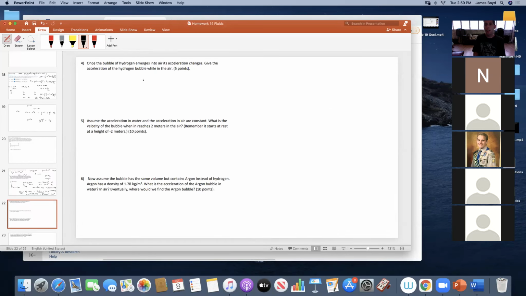Once the bubble emerges into the air, its acceleration changes. So again, the mass of hydrogen times a is the buoyant force minus m g of the hydrogen. But now the buoyant force is the density of air times the volume of the hydrogen, minus m_H g. If I divide that all by m_H again, I get a. And when I do that, because the density of air is only 1.2, this becomes 121 meters per second squared. So it rises pretty slowly in the air, basically because it's not as buoyant in air. The densities are almost the same. Not almost the same, I mean, it's a hundredth less than a similar air molecule, but it's pretty close when you compare the density of hydrogen to the density of water.